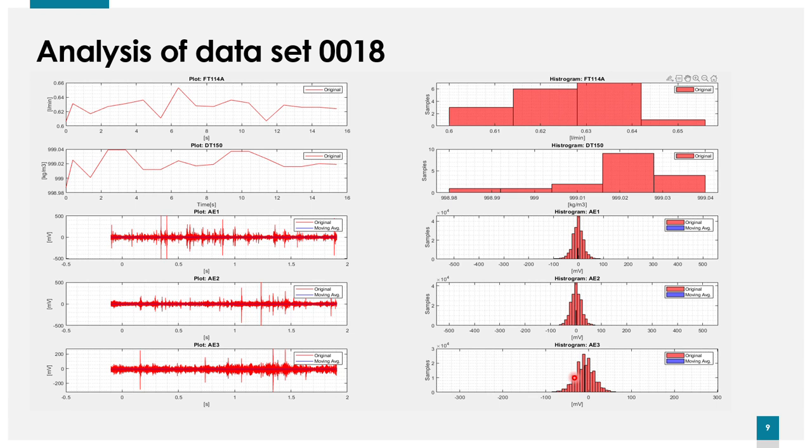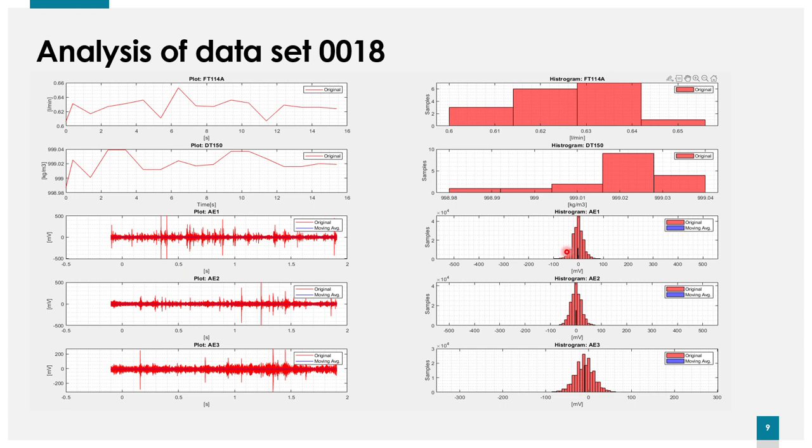In the last dataset, you can see that there are some spikes that go pretty high, like 500 millivolts, on the original signal. And after the moving average filter, it seems to be not that much. So maybe this information is of interest, but what I have assumed here is that this is noise. Using this moving average filter, maybe you remove some important data, so that is important to keep in mind.